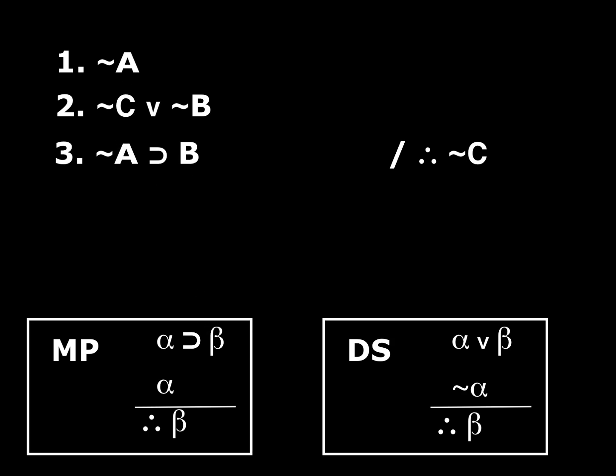So I'm going to go ahead and do that. I have a conditional, I have the antecedent, so I can derive the consequent on a line by itself. And that was modus ponens on 3 and 1. 1, 3 modus ponens.